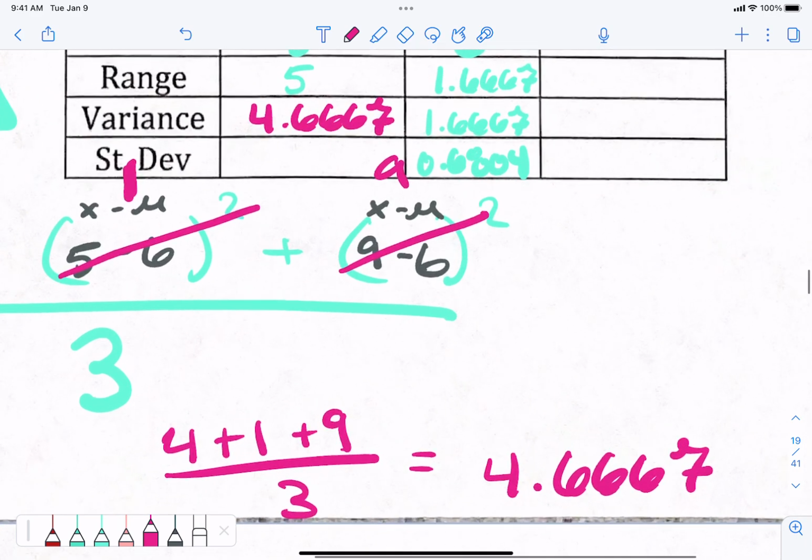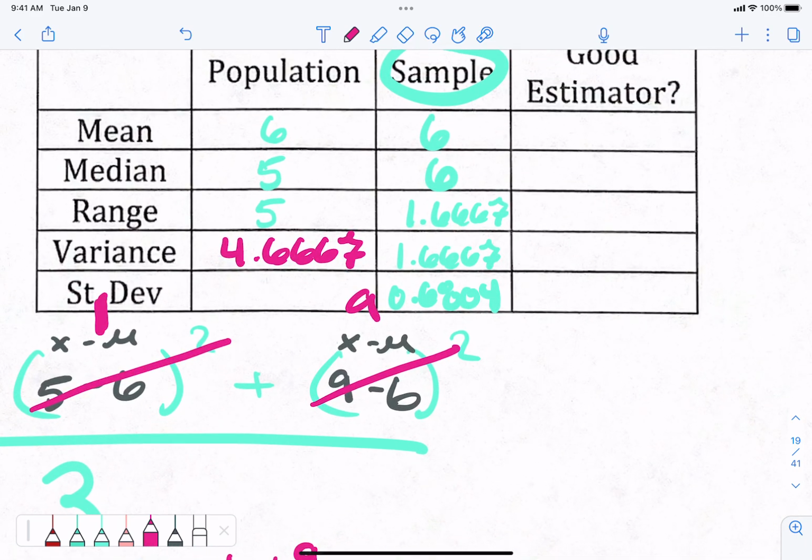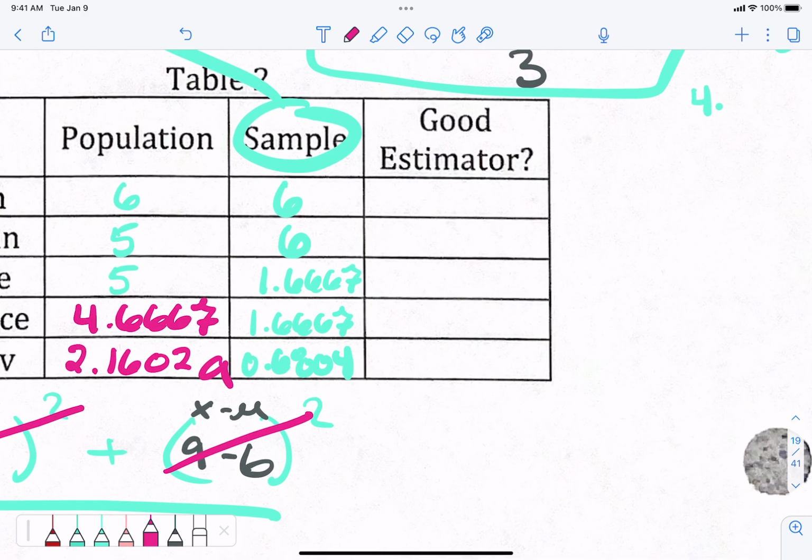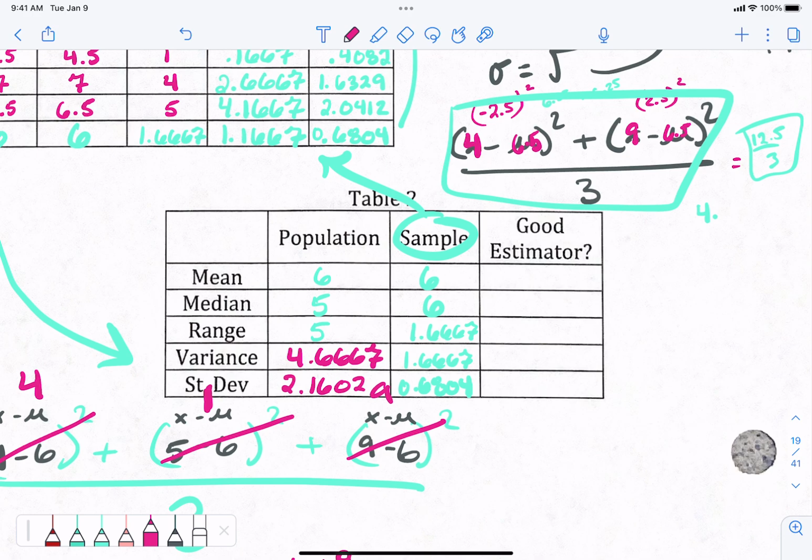Okay, the standard deviation is the square root of that, which is 2.1602. Got it? Okay, now they're asking for which ones are good estimators.